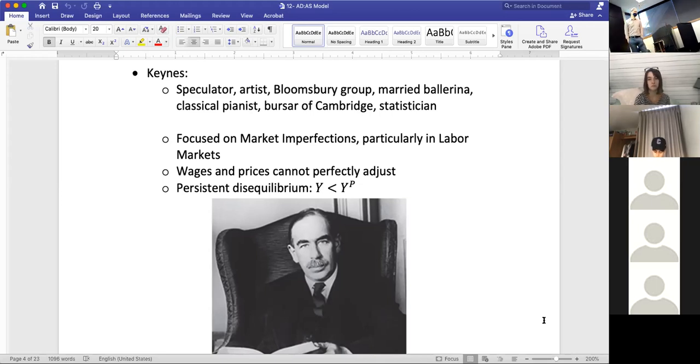He was an artist. He was a member of the Bloomsbury Group. For those of you who know, he was good friends with Virginia Woolf and a number of the poets of the day. He had affairs with many people of different sexes in the Bloomsbury Group. He then eventually married one of the world's most famous ballerinas. He was a classical pianist. He was the bursar of Cambridge. He wrote books on statistics.